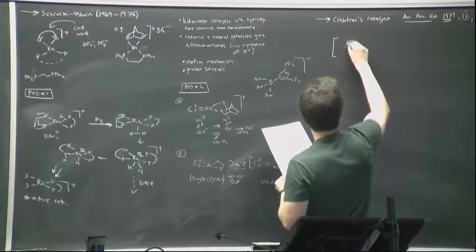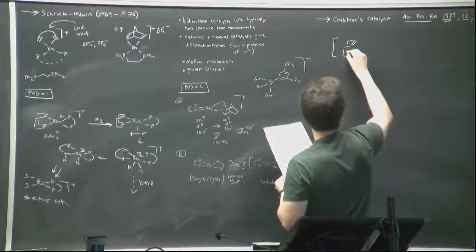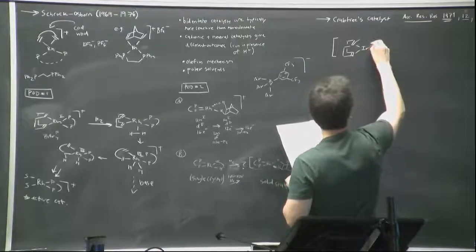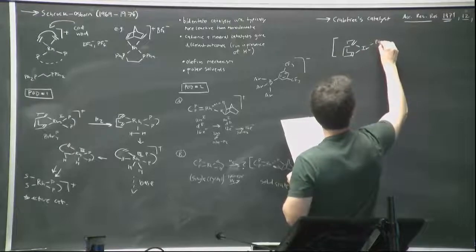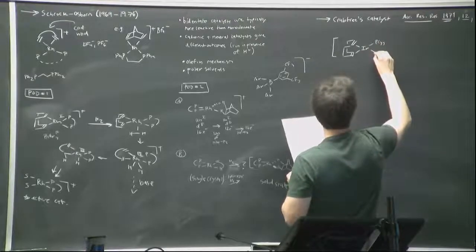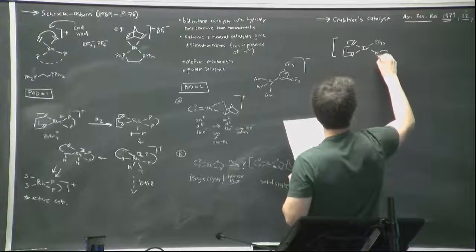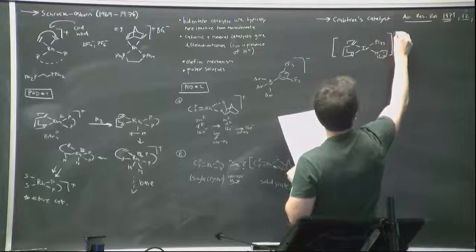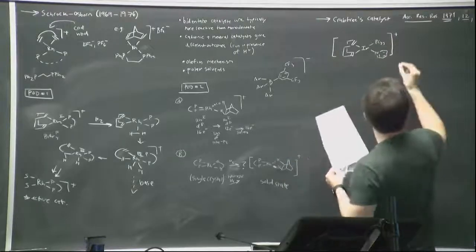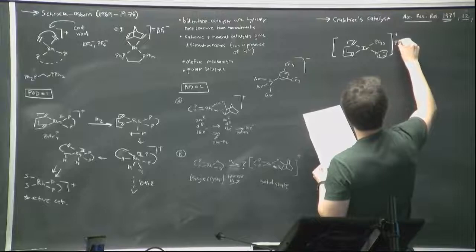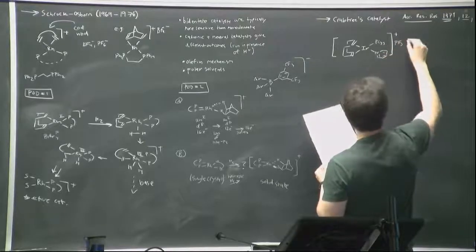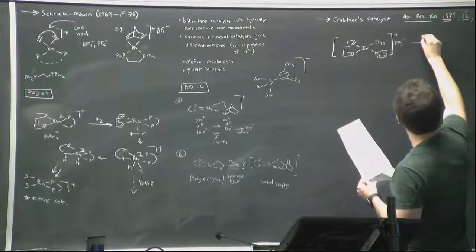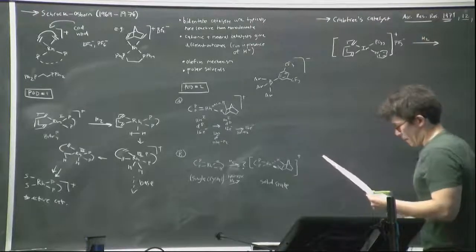So hopefully everybody is getting good at drawing COD ligands. It's a common theme of today's lecture. So this is also a cationic complex, but now it's cationic iridium. And then one of the differences is we trade a fairly strongly coordinating phosphine ligand for a more weakly coordinating pyridine ligand.